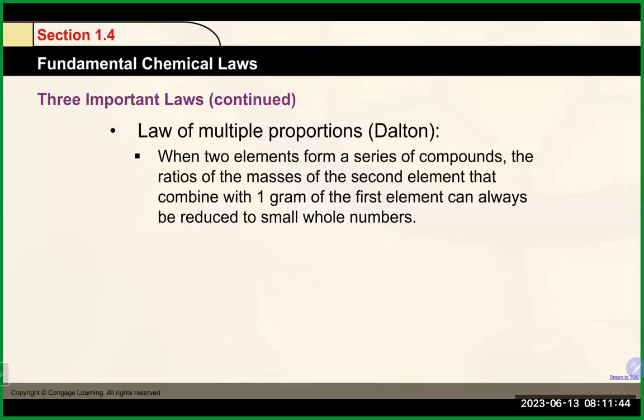That also is something that Dalton talked about, the law of multiple proportions. When 2 elements form a series of compounds, the ratio of the masses of the second one to 1 gram of the first one is always reduced to small whole numbers. That's what I just showed you there on the last slide as well.